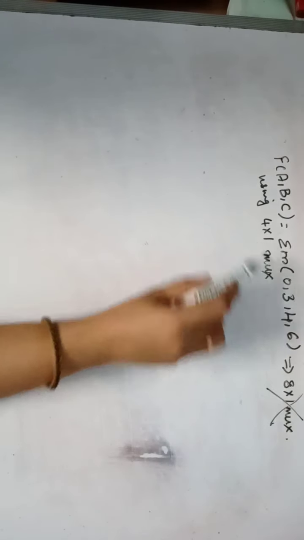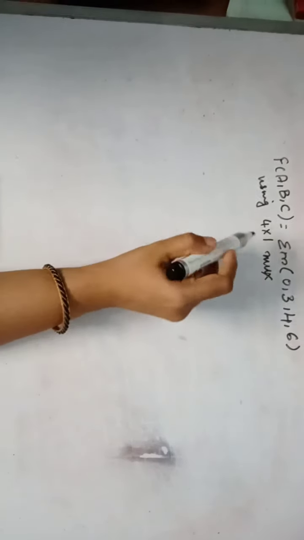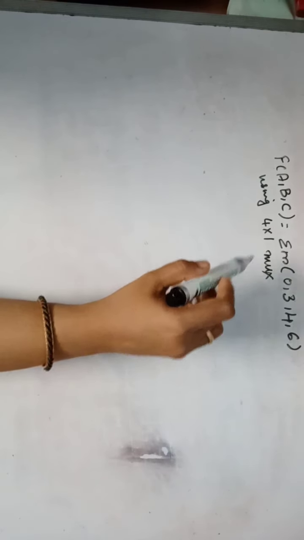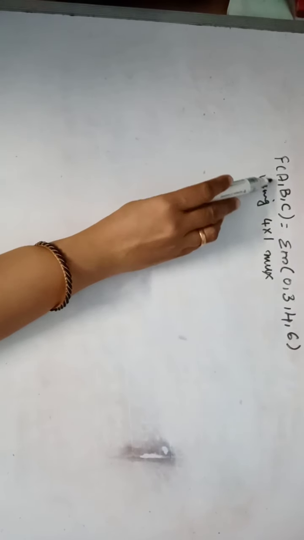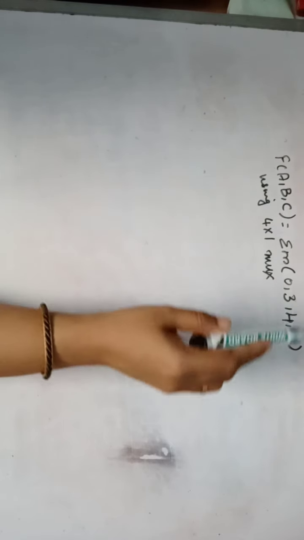But if you want to use a multiplexer other than 8 by 1 mux, here you need 4 by 1 mux. In the case of 4 by 1 mux, you have only 2 select lines. So here you have 3 select lines. So what will you do with the third select line?